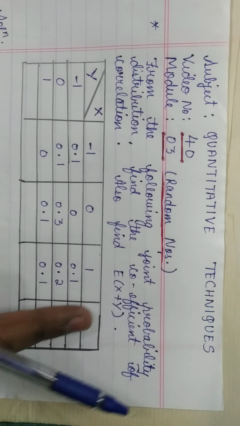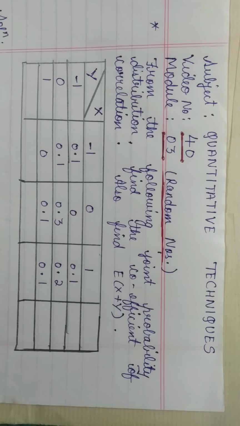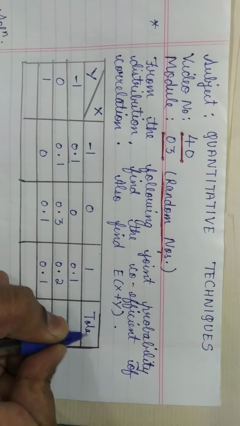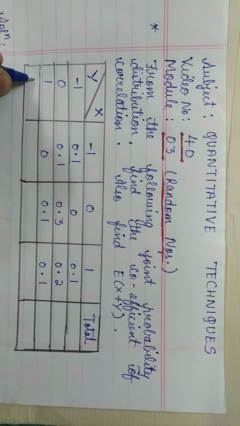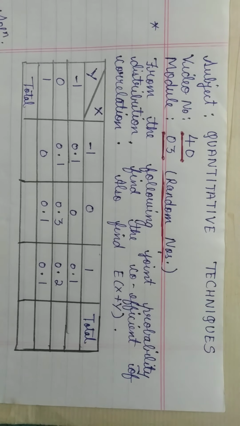The last column which I have drawn, which is blank, will not be given to you. Sometimes it may be given. If it is given, well and good. If it is not given, you have to find it out. The last column is nothing but the total, and likewise the last row. Sometimes they might give you the totals. If they give them, just verify whether the totals are right. If they do not give you, then you have to find out the totals.